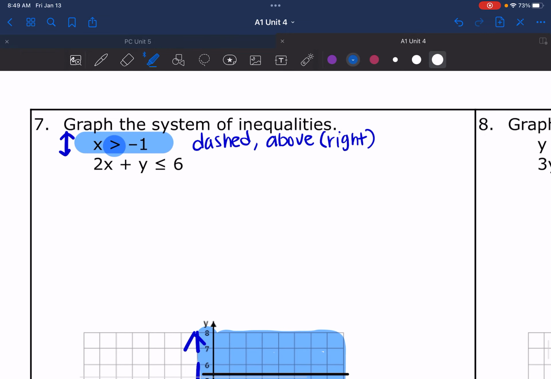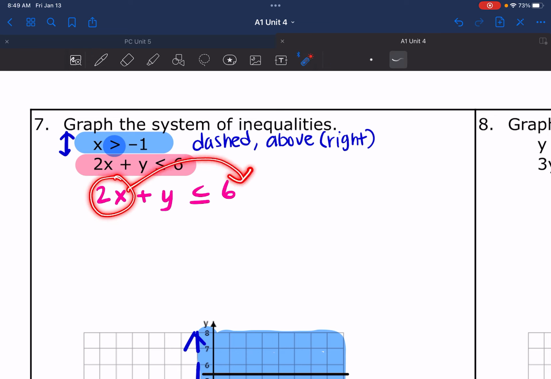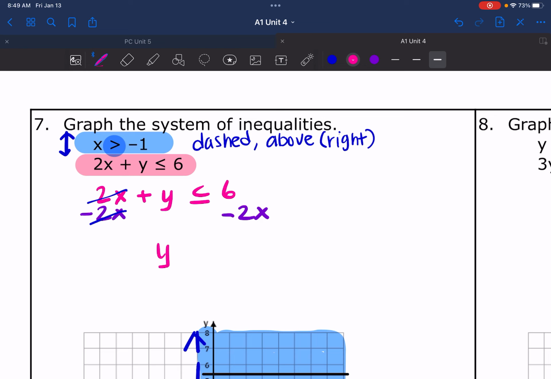Okay, the second inequality, so we'll do this one in pink. We want to graph that, but the problem is we need y to be by itself. So in order to fix that, we need to move this 2x to the other side. Right now, since it's positive, in order to move it, we're going to subtract it. Those two x's cancel out, and I'm left with just the y less than or equal to -2x + 6. Now the y is all alone. This is what we're going to graph.